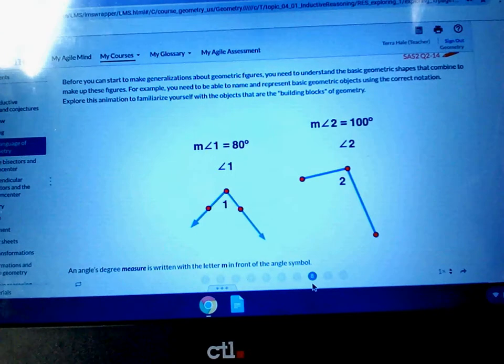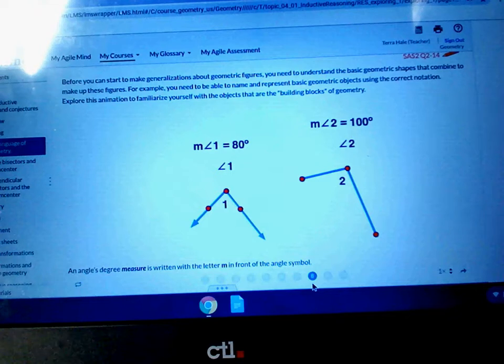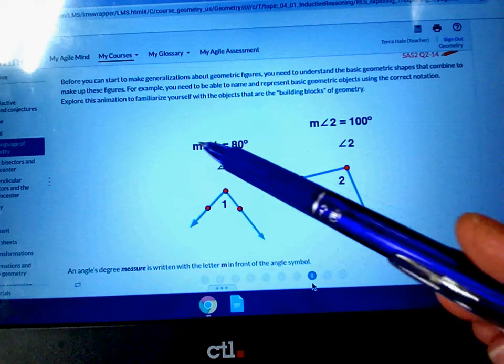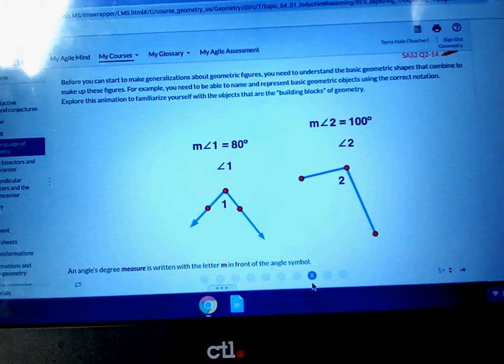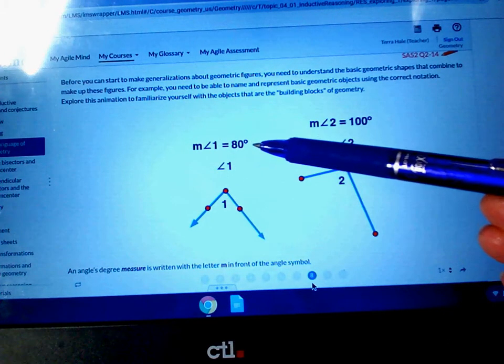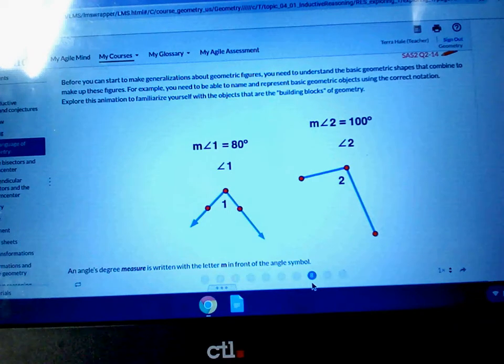Similar to when we were talking about the segment length, we put the segment bar above it when we're talking about the segment itself. We removed the bar when we were talking about its measure. Well, with an angle, you add the little m in front to say you're talking about its measure. This is its name, this is its measure. So we measure angles in degrees at this point. We'll learn another way to measure angles at the end of the year called a radian. But for now, we're just sticking with degrees.